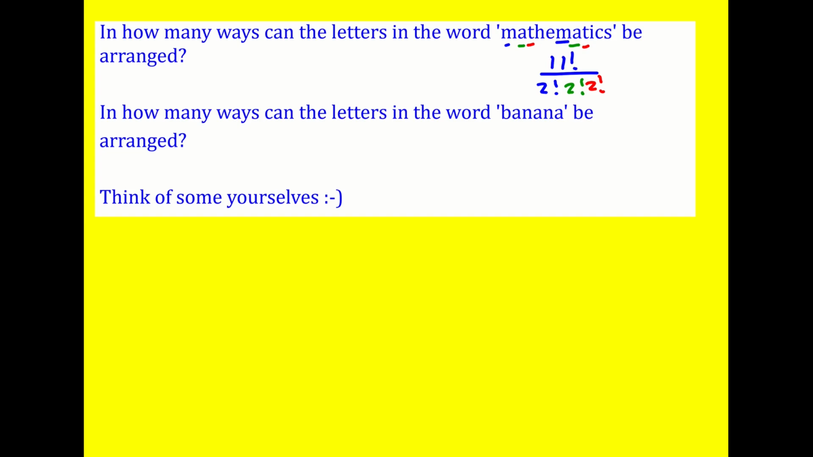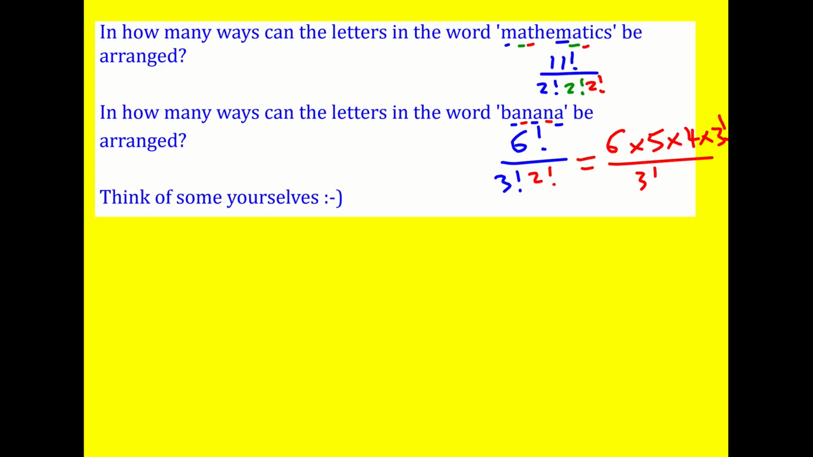What about banana? Banana is an absolutely classic one. So it's going to be 6 factorial divided by 3 factorial because I've got 3 A's. And then I'm going to be dividing by the 2 N's. So I want you to try and simplify this using the method that I gave before. Okay, so that's going to be 6 times 5 times 4 times 3 factorial.